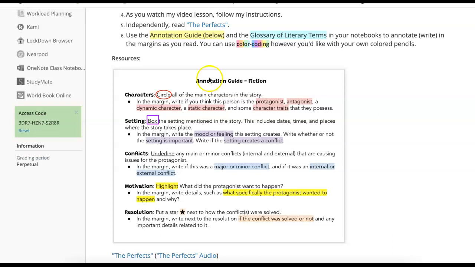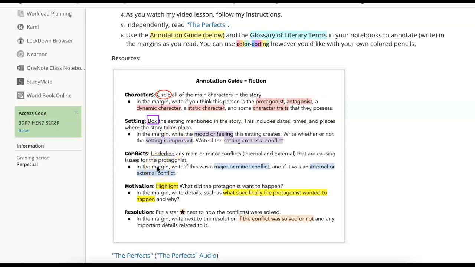what to write. So, for example, you can circle all of the characters in the story, and in the margin you can write down if you think they're protagonist, antagonist, dynamic, static. You could even list character traits to describe them. For setting, you can box off any settings that you see in the story, so times, dates, places where the story takes place. You could write about what kind of mood or feeling the setting creates, if the setting is important, if it's creating conflict.